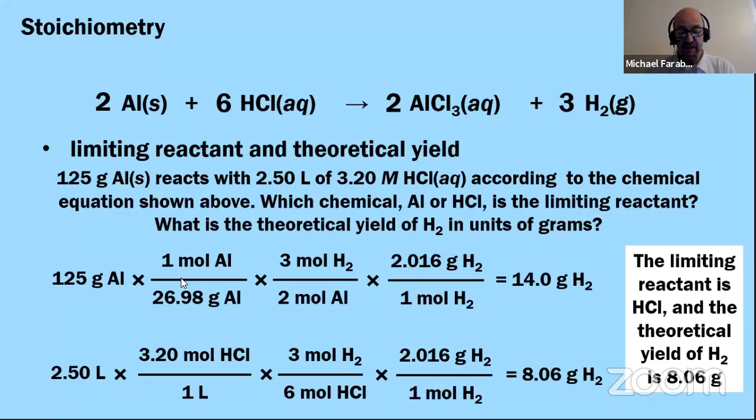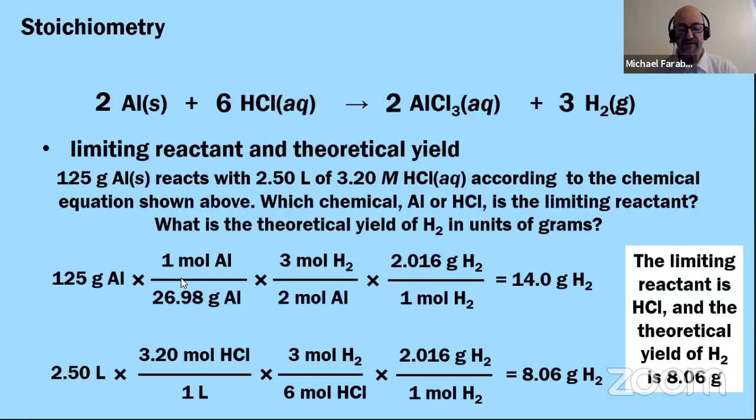Now, the theoretical yield is the maximum amount of hydrogen gas that I can produce from these two reactants. So the theoretical yield of hydrogen in this case is the smaller of the two values. So 8.06, that's my theoretical yield.